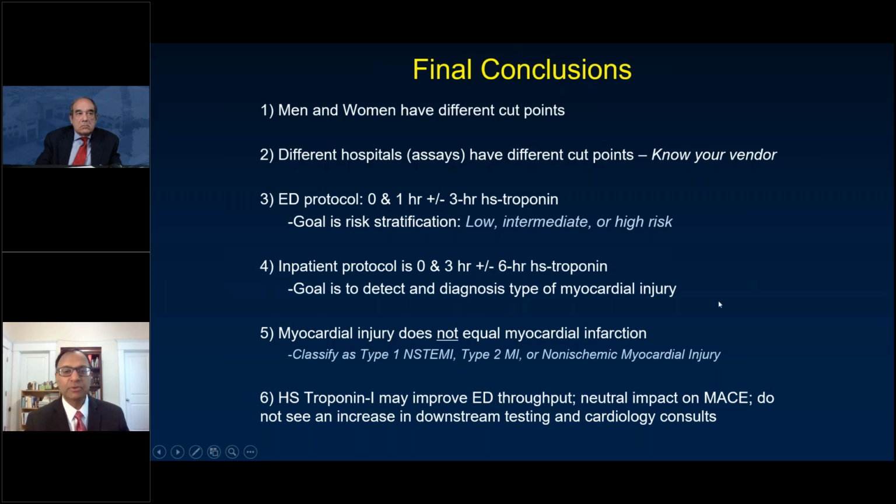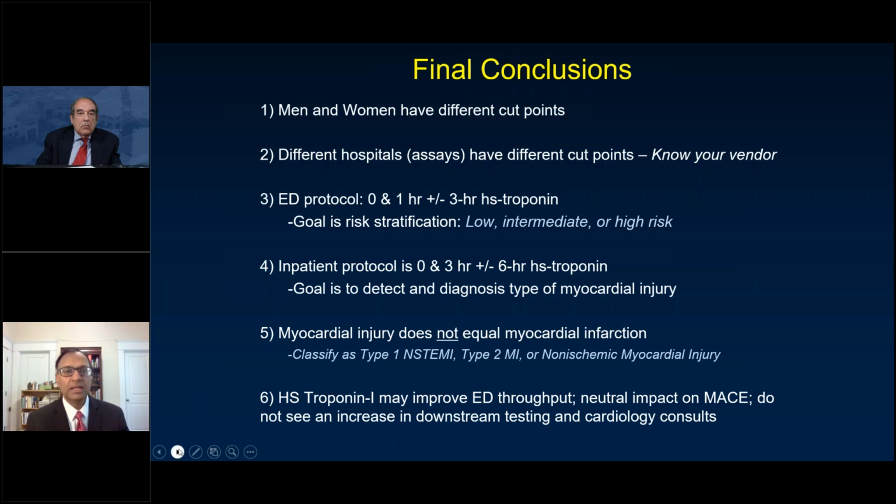Myocardial injury does not equal myocardial infarction. As we talked about, this is an umbrella term that includes infarction in patients who are having acute ischemia. And HS troponin is the standard of care. It improves ED throughput, and it does not increase downstream testing, and it does not adversely impact major adverse cardiac events.